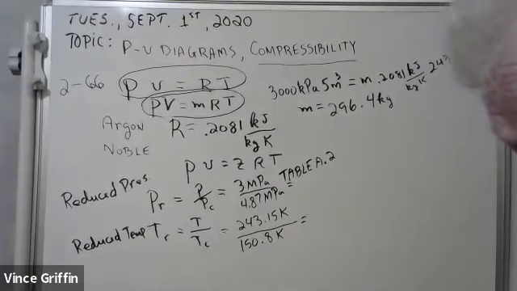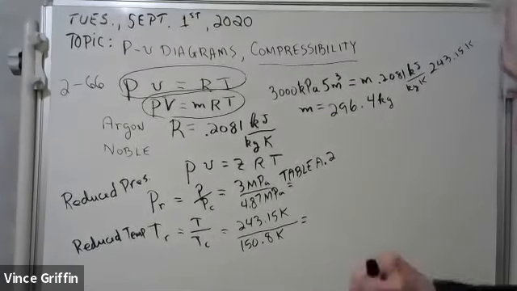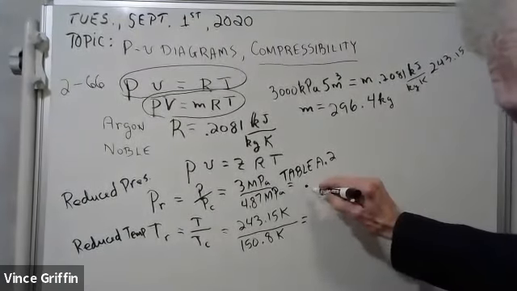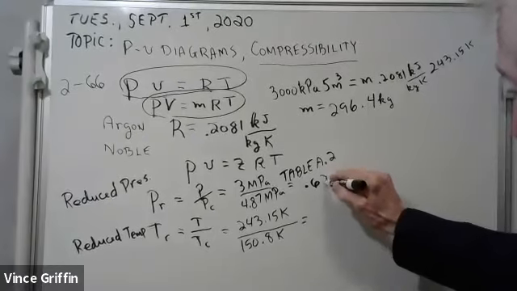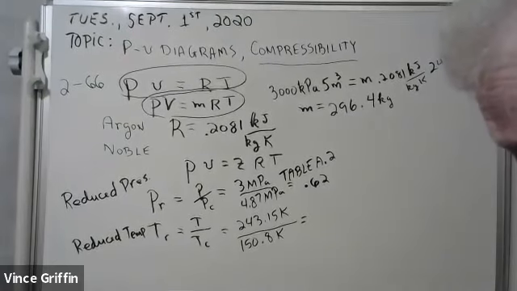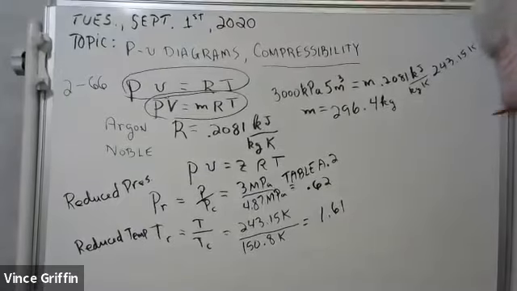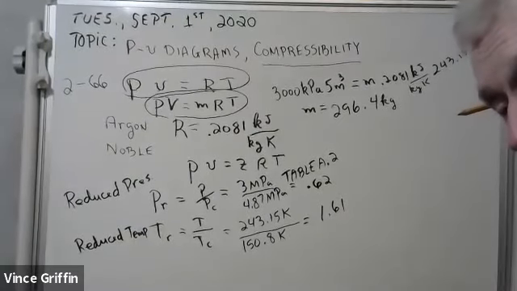Okay, plug that stuff in. Let's see what we get. 3 divided by 4.87 is 0.62 maybe. 243.15 divided by 150.8, I'm getting 1.61. Almost done.